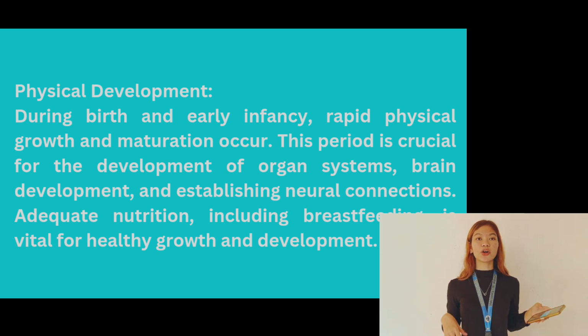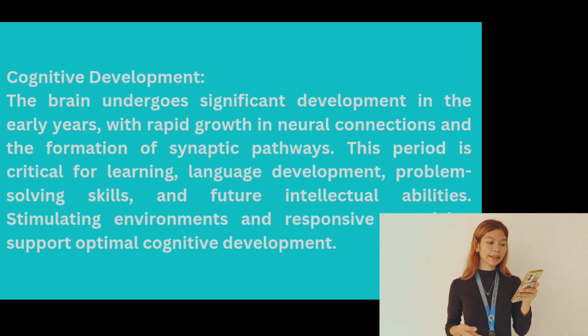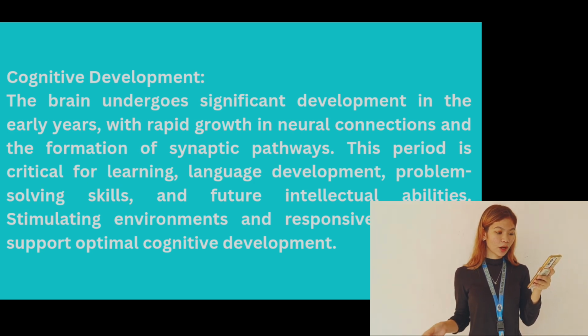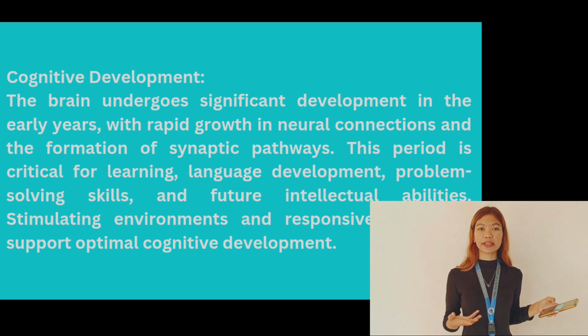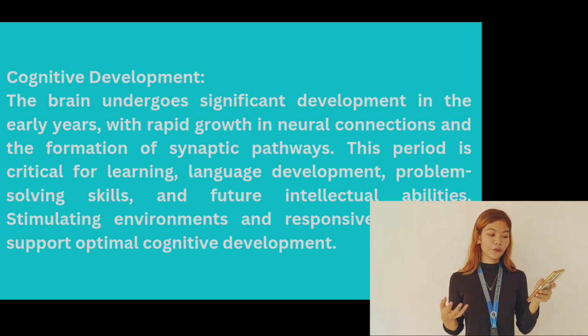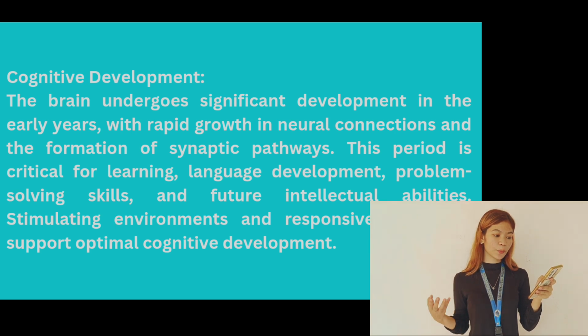The second is cognitive development. The brain undergoes significant development in the early years, with rapid growth in neural connections and the formation of pathways. This period is critical for learning, language, and development. Problem-solving skills and future intellectual ability are present in this development. A stimulating environment and responsive caregiving support optimal cognitive development.